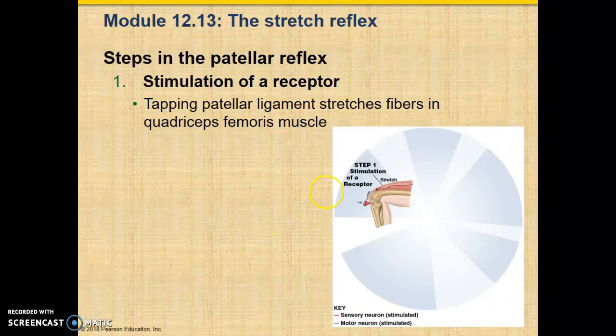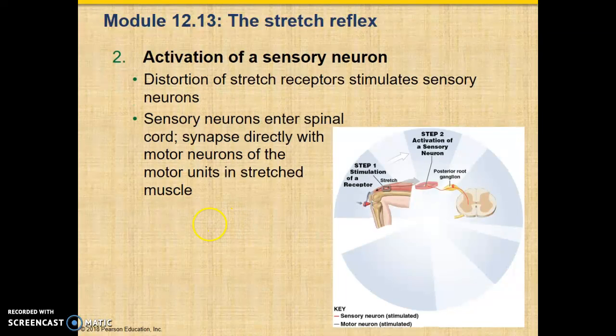First, there's stimulation. Now, you've had this done in the doctor's office when you're sitting on the lab table and they tap your knee with a hammer. That hammer taps the ligament, the patellar ligament, that goes from the patella to the tibia, and it stretches the fibers in the quadriceps muscle. The stretch receptors in that muscle are distorted and stimulate the sensory neuron.